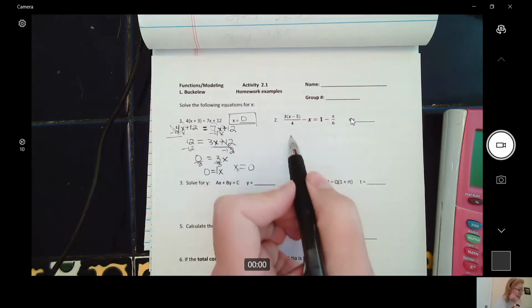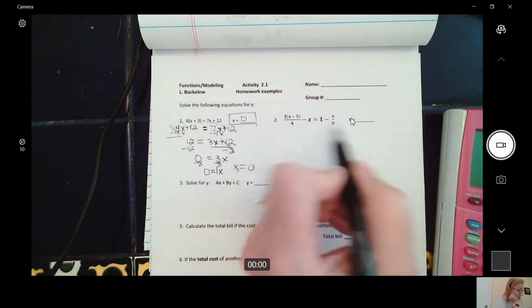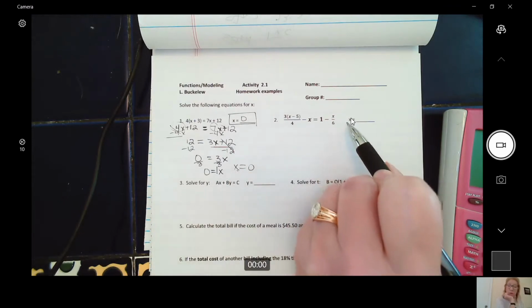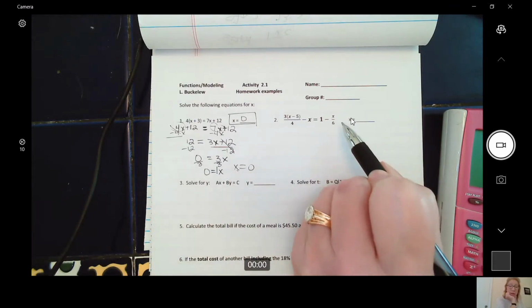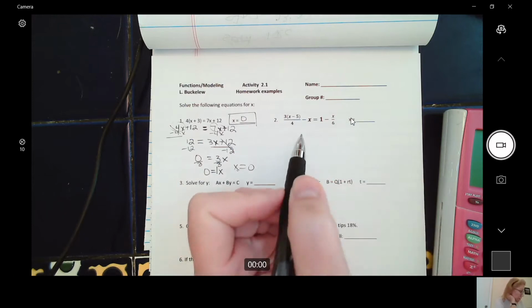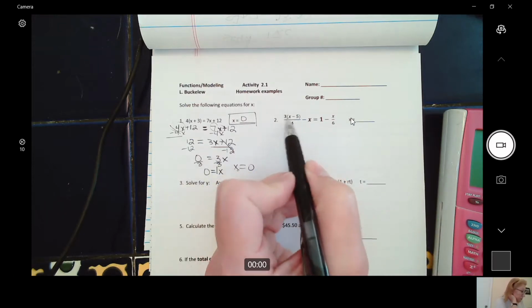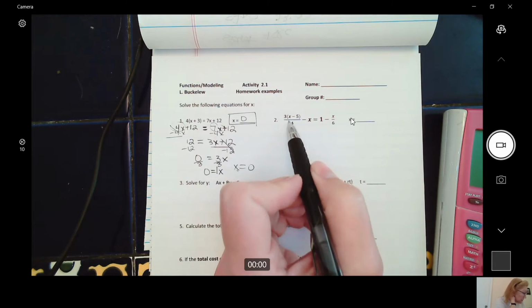Okay, the second one, we're dealing with a couple of fractions. We have a denominator of 4, and then down over here on the far right, we have a denominator of 6. And so there are lots of good ways to get started. A lot of you are going to want to expand those parentheses like we did on the left side over there.